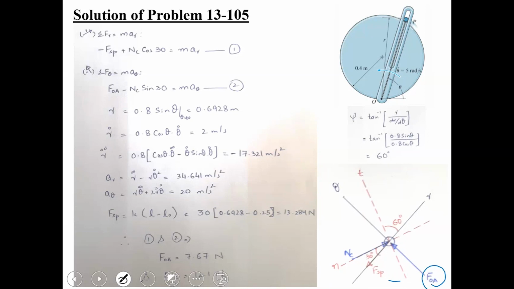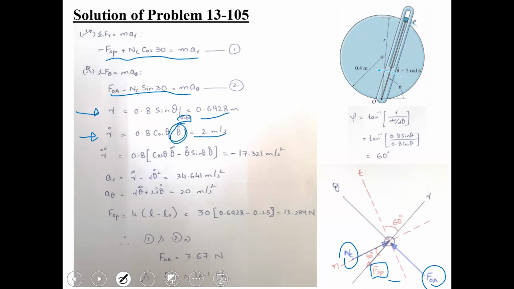One is this force OA, which would be acting towards the theta axis; NC would be acting towards the N axis; spring force would be acting towards the negative R axis. So applying the equation of motion, summation FR equal to MAR, summation F theta equal to MA theta. Using kinematics, R at theta equal to 60 degrees would be 0.6928. R dot would be equal to 2 meters per second.